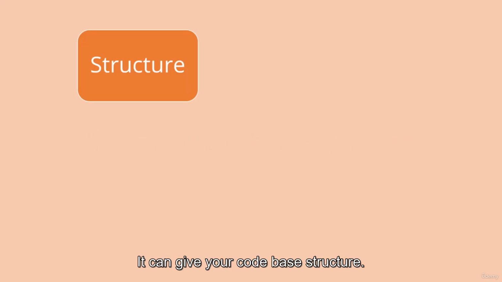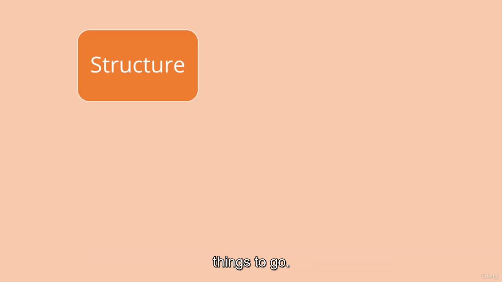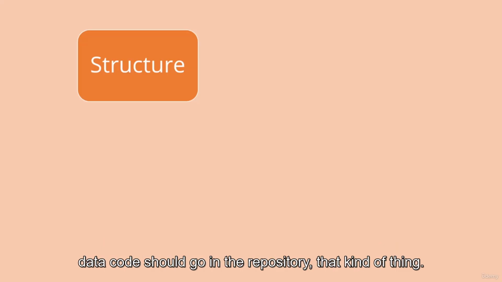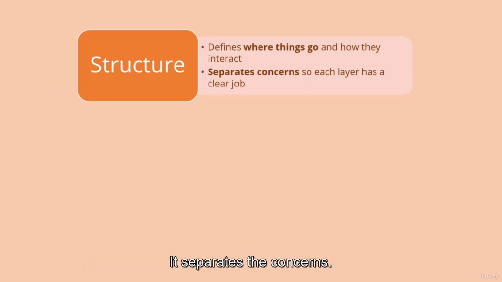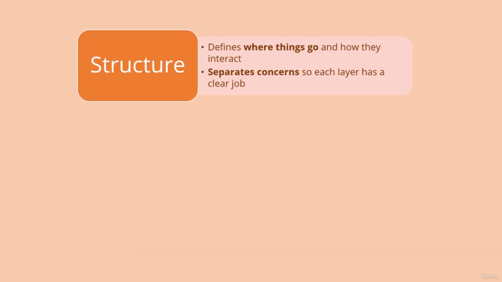It can give your code base structure. If you have a defined architecture with defined layers, then you have a defined place for different things to go. It helps make the decision-making process easier to know that UI code should go in the UI layer, that data code should go in the repository, that kind of thing. It defines where things go and how they interact. It separates the concerns, so each layer has a clear job. It's much, much easier to know where to put things when that's already been pre-decided in the architecture structure.